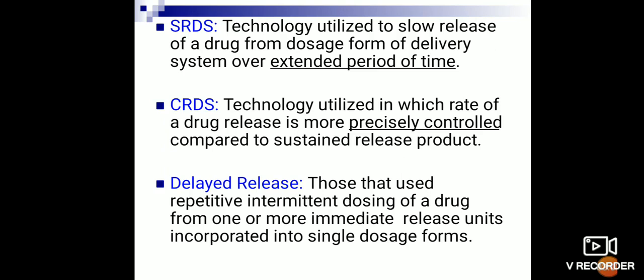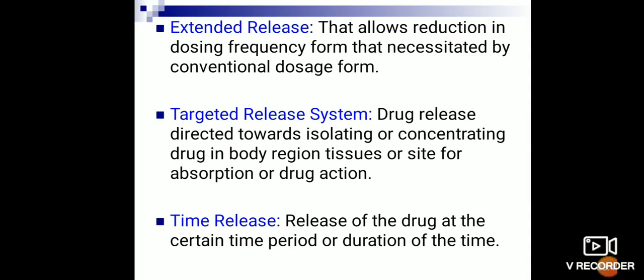Next one is delayed release drug delivery system. Those that use repetitive intermediate dosing of drug from one or more immediate release units incorporated into a single dosage form, right? Conventional small doses are incorporated into a single dosage form, so they are frequently released from the device, but all the small doses are in a single dosage form, right? So that is called delayed release.